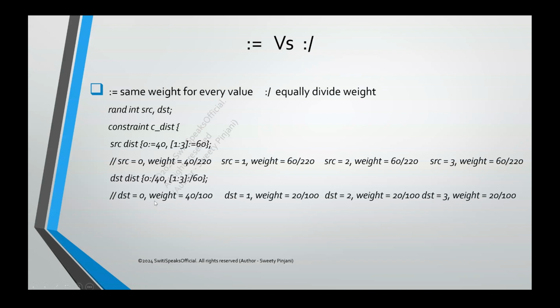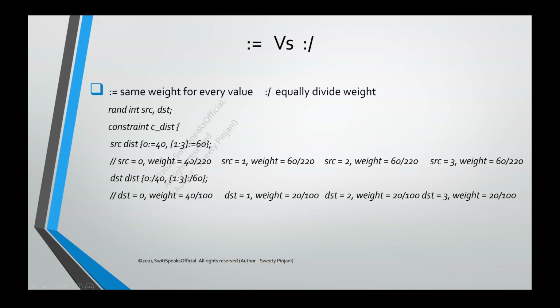For 0 value, the weight was 40 divided by 100. Why 100? The total weight was 100. The 60 was divided amongst three values equally. So for these three values, the total weight is 60. And for 0 value, total weight is 40. 40 plus 60 is 100.